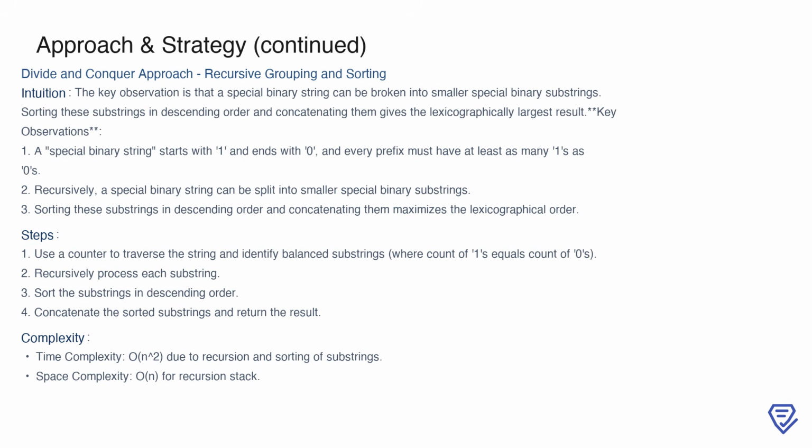Once we identify these substrings, we process each recursively to break them down further if needed. After processing, we sort the substrings in descending order based on their lexicographical value and concatenate them. This approach directly builds the solution by exploiting the nested structure of special binary strings, significantly reducing unnecessary computations. While the recursion and sorting steps introduce a complexity of O(n²), this is far more manageable compared to the exponential growth in the brute force method.